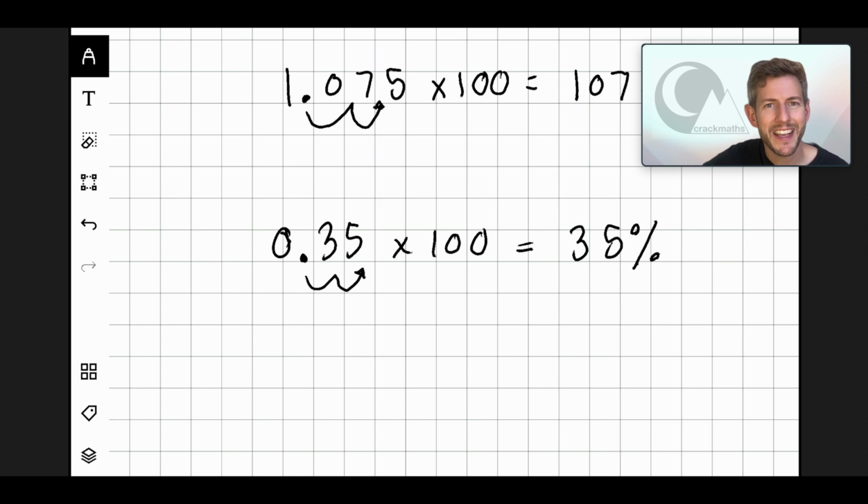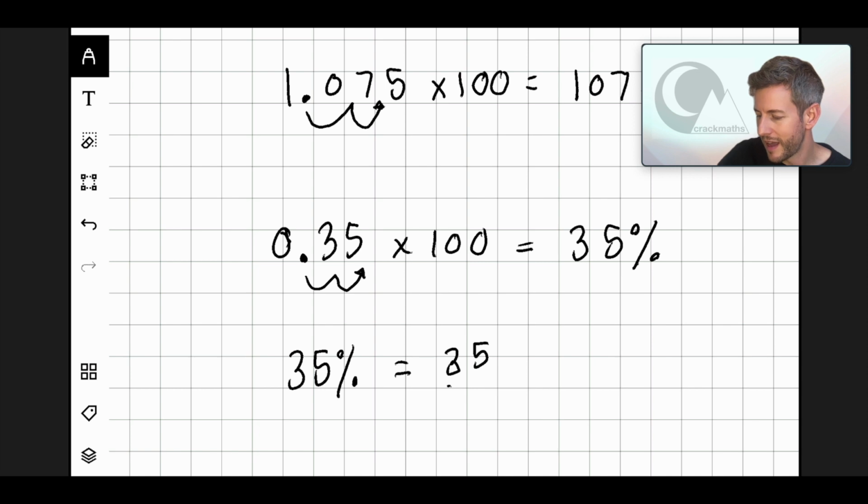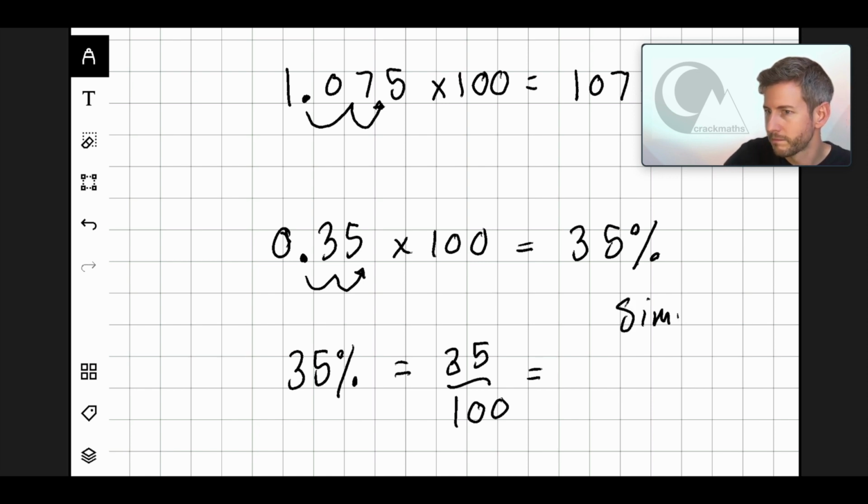Now, in the last video, we discussed how percentages change into fractions because a percentage is already a fraction. So 35% equals 35 out of 100. Okay, and now we've got this, we need to work on how to cancel this fraction down to get it in its simplest form.